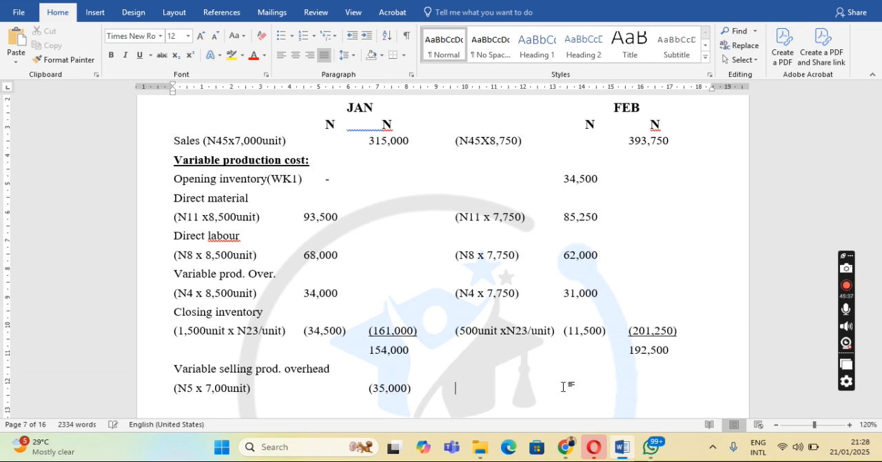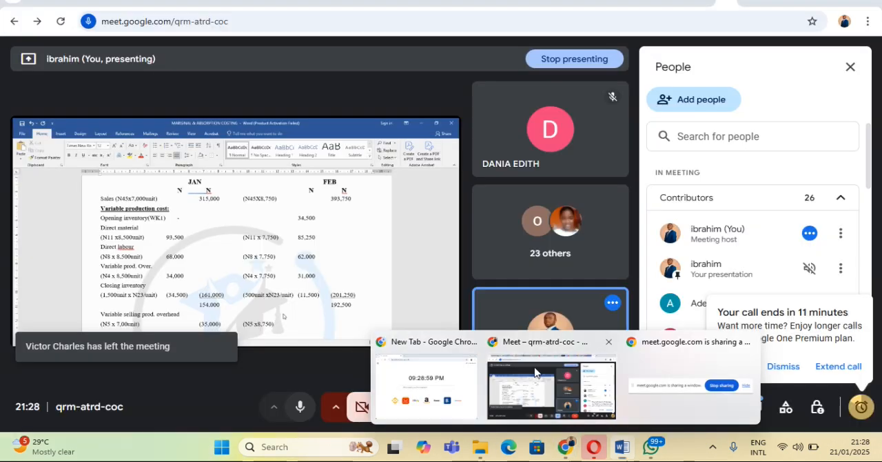What do we have here? 5 naira times the sales, which is 8,750, right? 8,750.